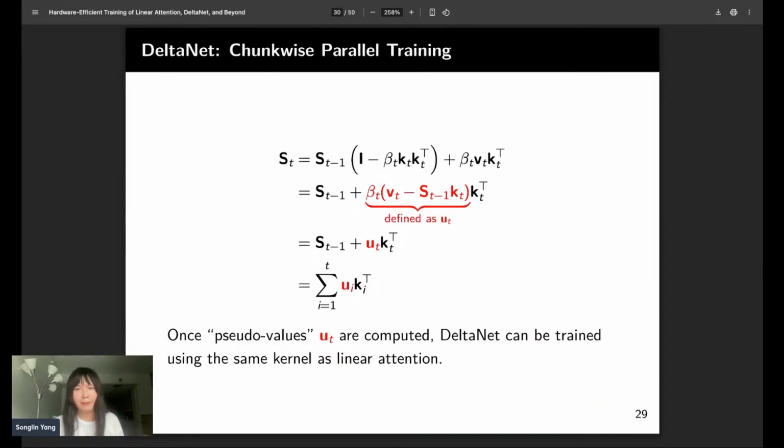Next, I'll be briefly discussing the parallel training of DeltaNet. By rearranging DeltaNet's linear recurrence, we can obtain this form. I skip several derivations. This is the final linear recurrence form of DeltaNet. We can also write it in a form very similar to linear attention. And here, as you know, we can compute this U_t in a very efficient manner. Then we can leverage the linear attention kernel, as we discussed before, for hardware-efficient training.